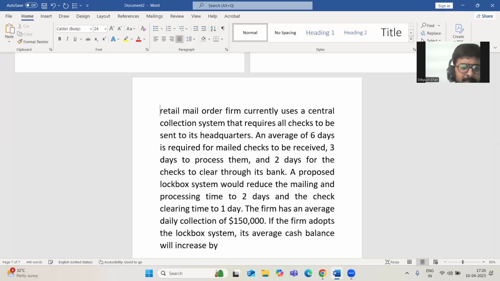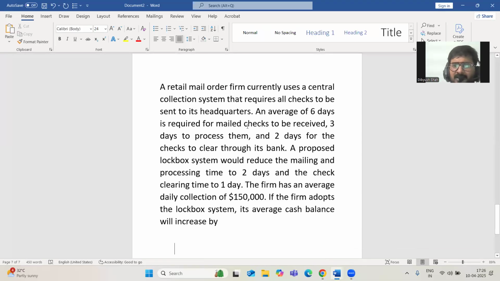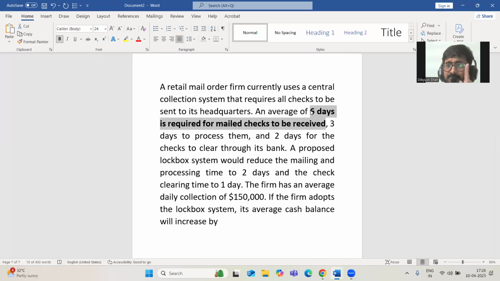So they are telling there is a retail order company. They currently use a central collection system. All checks should be sent to the headquarters. There only it will be done. An average of 6 days is required for mail checks to be received. 3 days then it takes for processing them. 6 plus 3, 9. And 2 days then it takes to clear through the bank. So total 6 plus 3 plus 2.